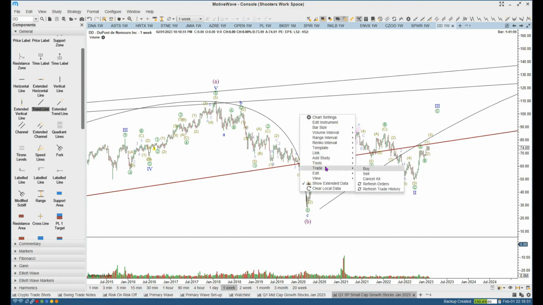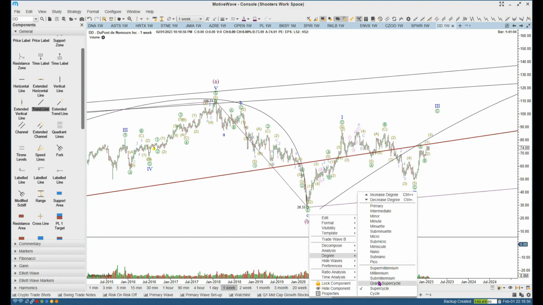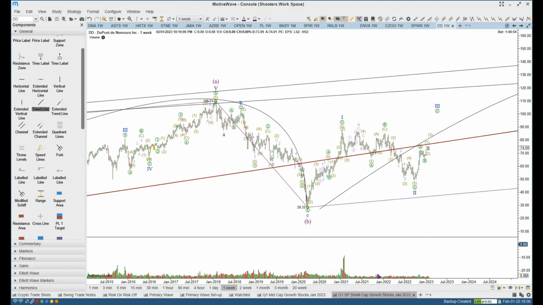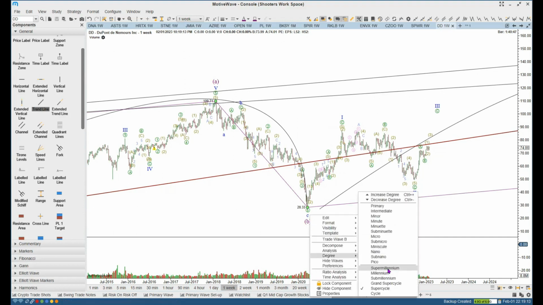There are some additional wave degrees that we've never seen. Grand Supercycle; Supercycle includes the Great Depression. Grand Supercycle I've never traded. Obviously, Submillennium I haven't traded, Millennium I haven't traded, and Super Millennium I haven't traded. We focus around primary, intermediate, and minor. That's pretty much where all my work is.